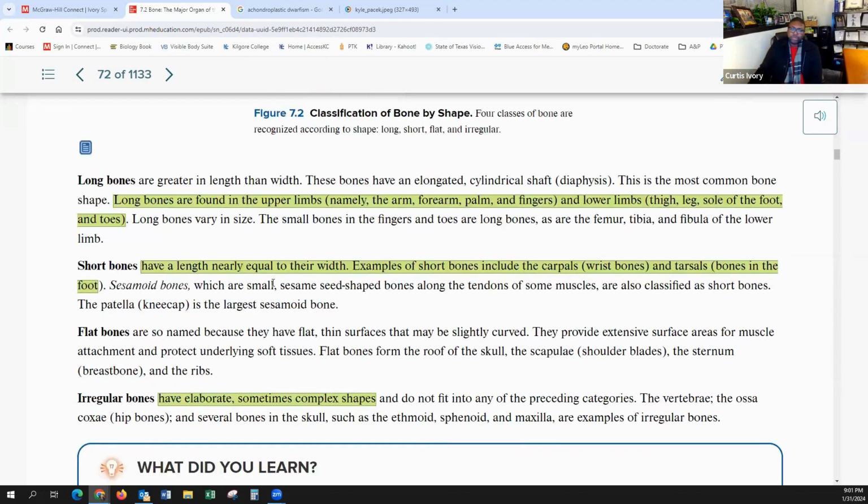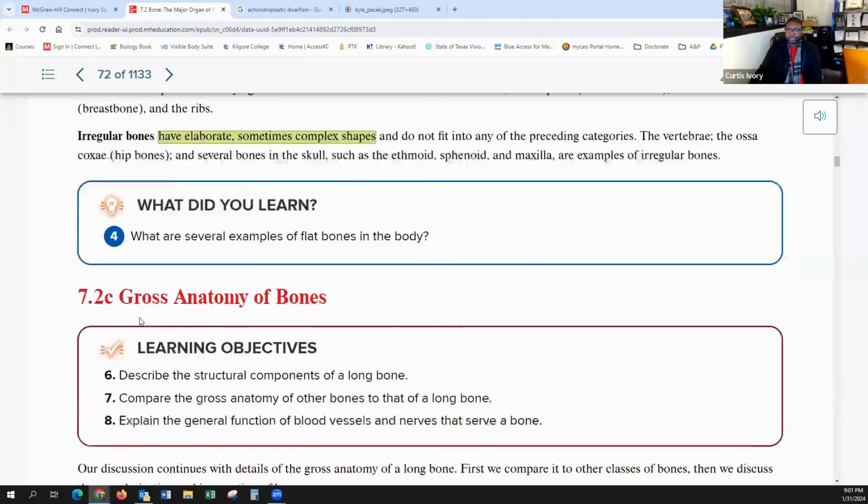And then irregular bones, they have complex shapes. And so, like our vertebrae in our back and in the spine, our coxal bones, which we refer to as our hips, the skull, the ethmoid bones, the bones of our face, some of those are really irregular shapes. We don't have names for those shapes, so we just categorize them as being irregular.